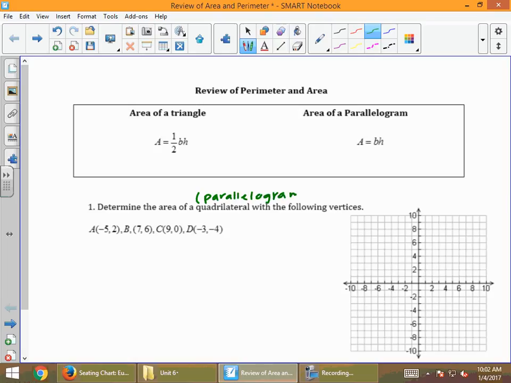It is a parallelogram. You have to show that it's a parallelogram first, but we don't have to worry about that right now. We're just going to say it. So, in order to find the area, what do we need to do with all these points? Yeah, plot them. We'll plot -5, 2, 7, 6, 9, 0, and -3, -4.